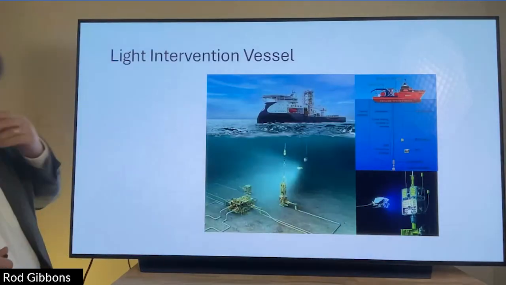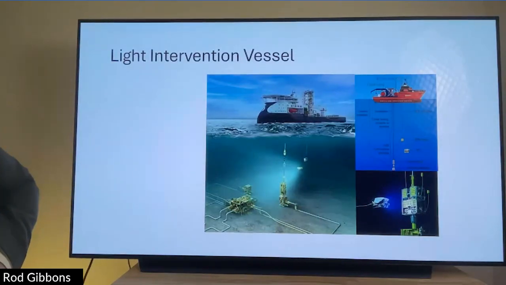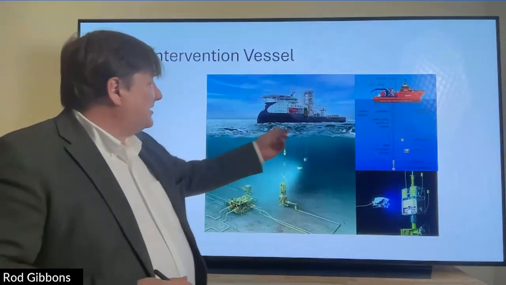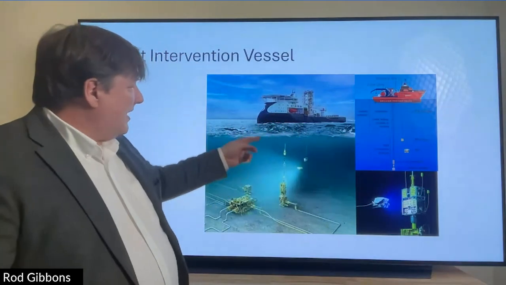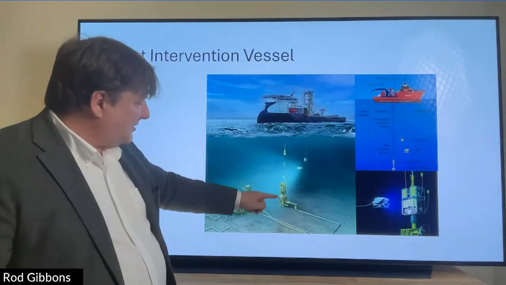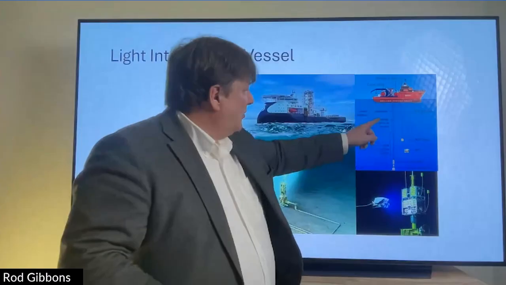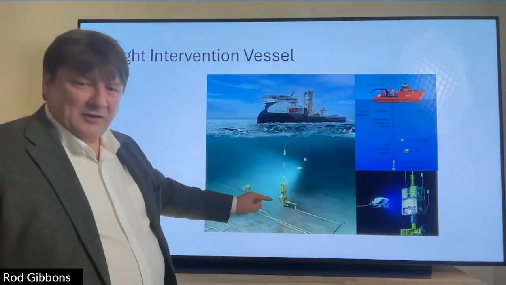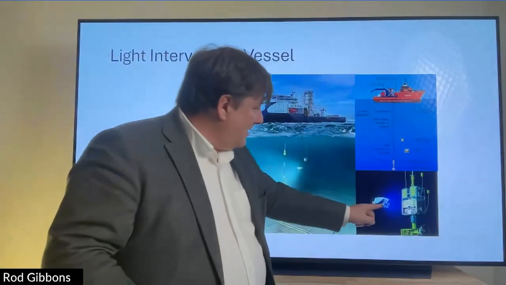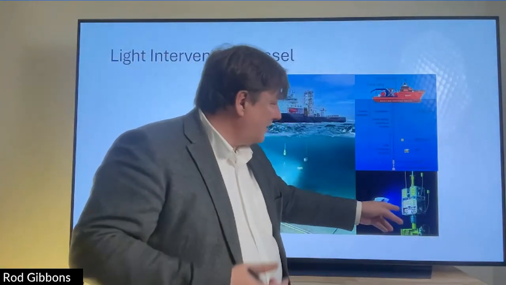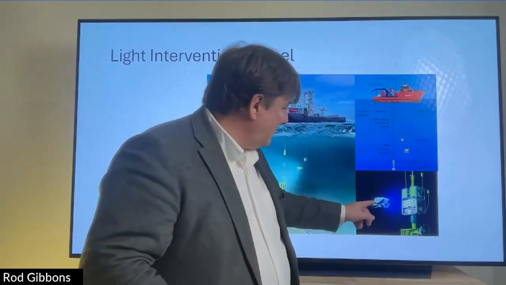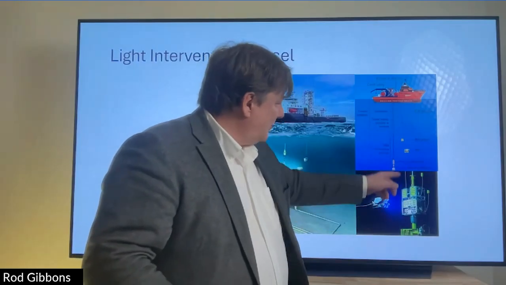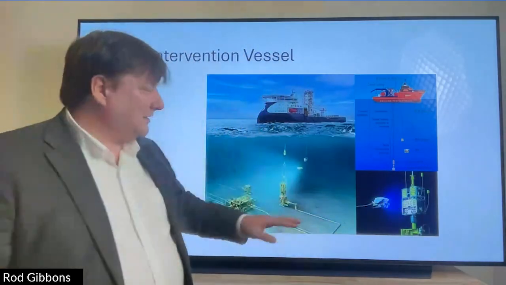Light intervention vessel. That's a boat that's got basically a hole in the middle of it, a moon pool, and it'll come over a subsea well, and it'll run wireline or coil tubing down through the middle of the boat into the subsea tree. And you see there's a subsea stack, a subsea controller, and then the ROV, remote operated vehicle, will open and close valves, actuate things.